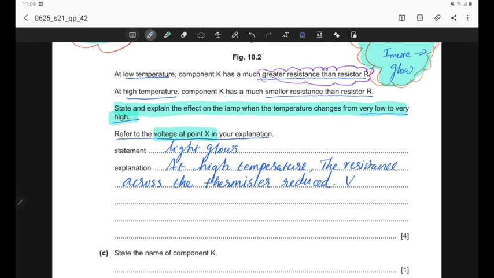Therefore, the resistance of resistor R increases relatively, but we don't need to mention that. But because of that, the voltage across resistor R increases. Or even you can write: potential difference at point X increases. So high voltage across the lamp. When the voltage is high, current also will be high. Therefore, we can write down: larger current in the lamp.